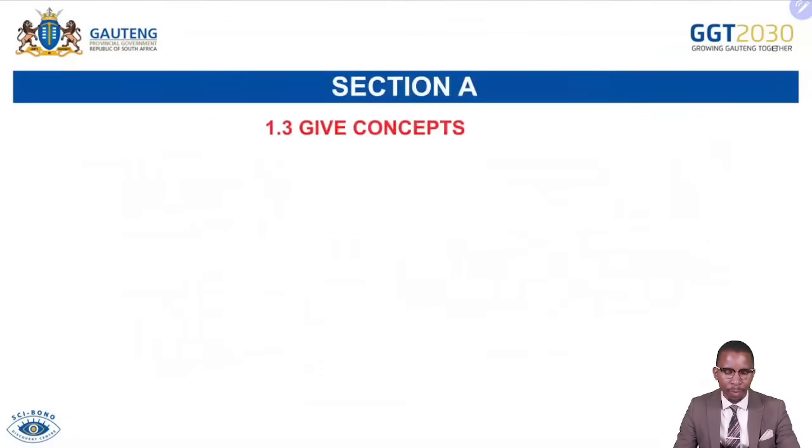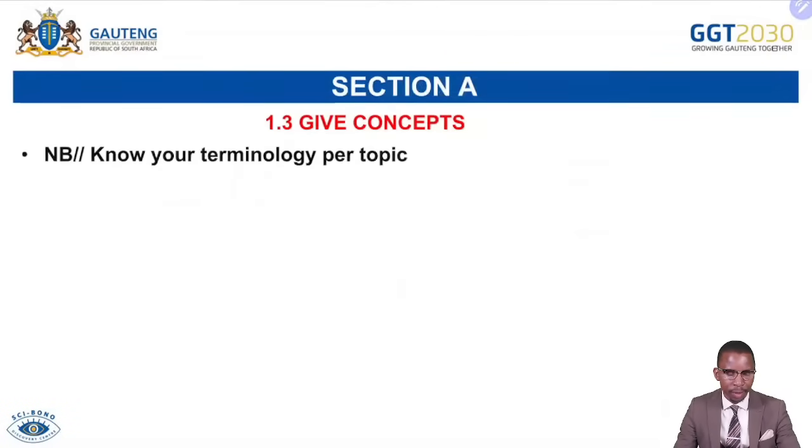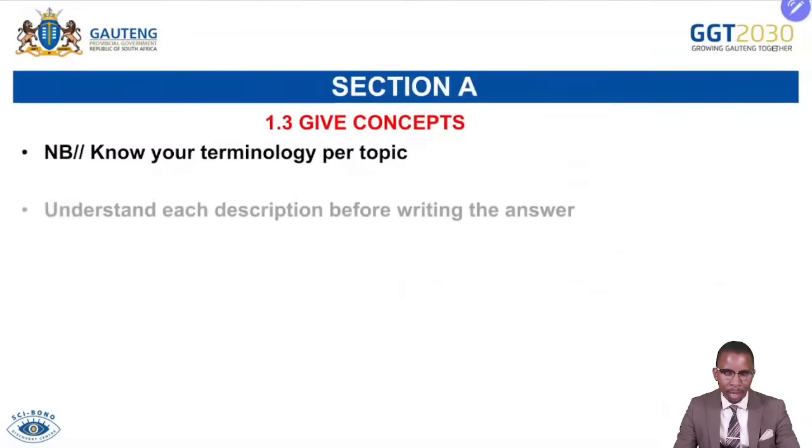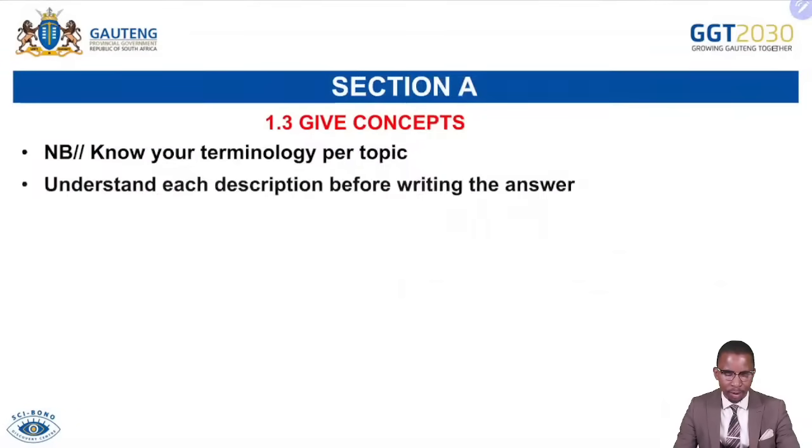We continue. 1.3, give the concept. Know your terminology per topic. It is very important that you use your Mind the Gap to understand terminologies, be able to define them. That will give you a better opportunity to obtain 30 marks in your entire section A. Understand each section before writing the answer.